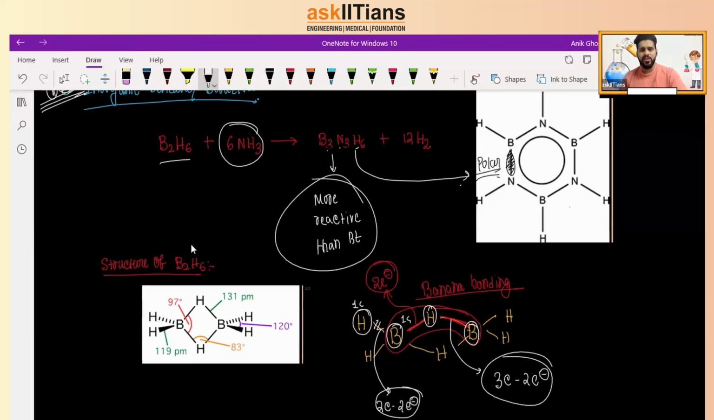This question is often asked: in B2H6, how many 3C2E bonds are there? You're going to answer that there are two 3C2E bonds. People say four. Why four? Are these two different bonds? No, no. This is one bond only. So there are two 3C2E bonds. How many 2C2E bonds are there? The normal two center two electron ones are four hydrogen bonds. This is a very, very important topic about the structure of B2H6.